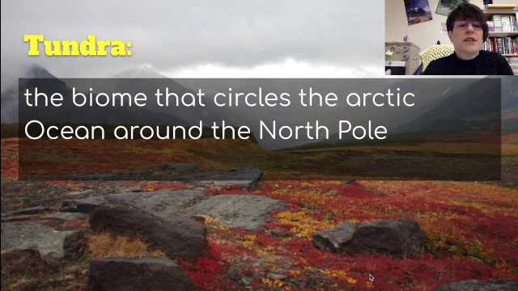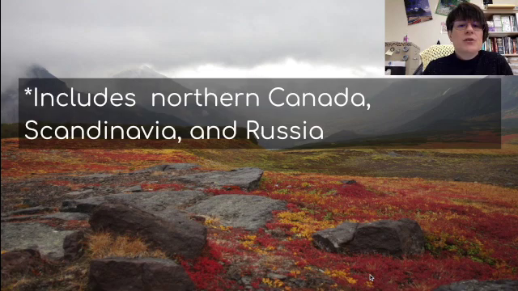So what is the tundra? The tundra is the biome that circles the Arctic Ocean around the North Pole. And you can see part of the tundra in the background. It includes northern Canada, Scandinavia, and Russia.